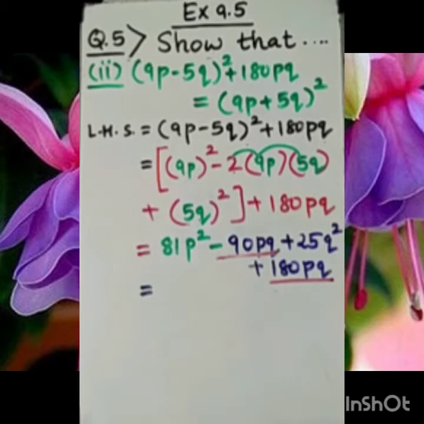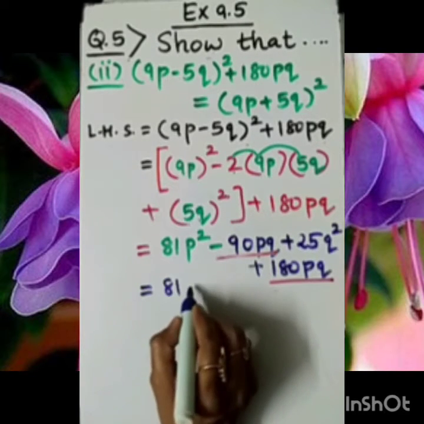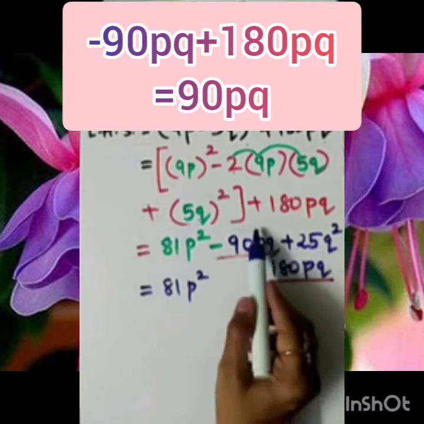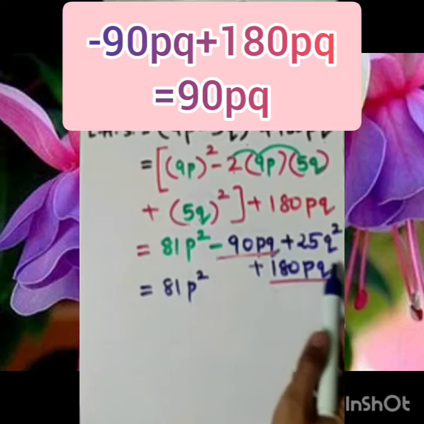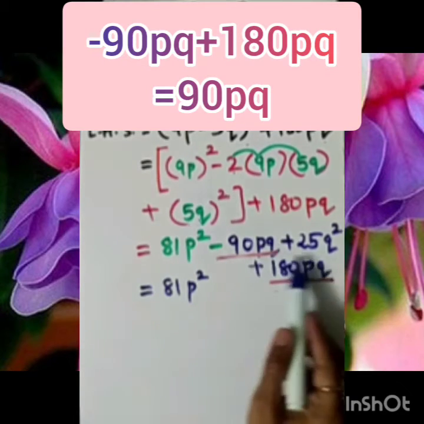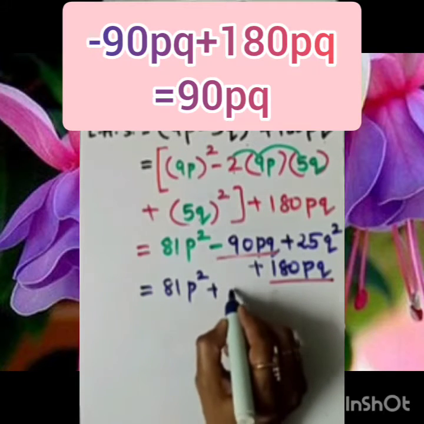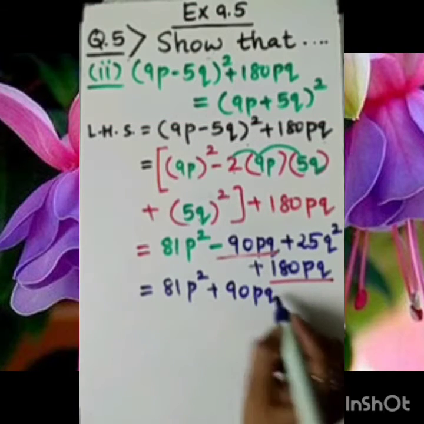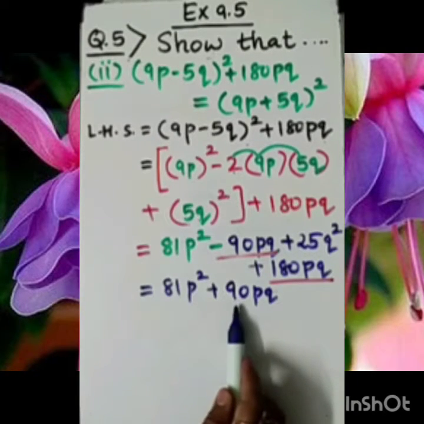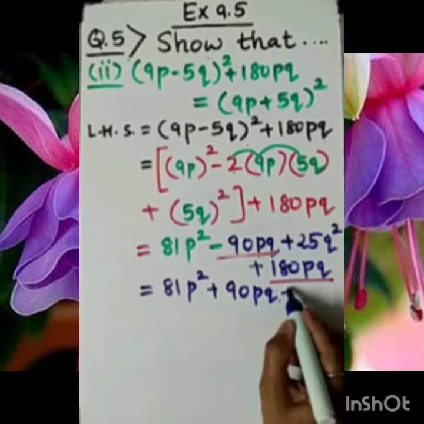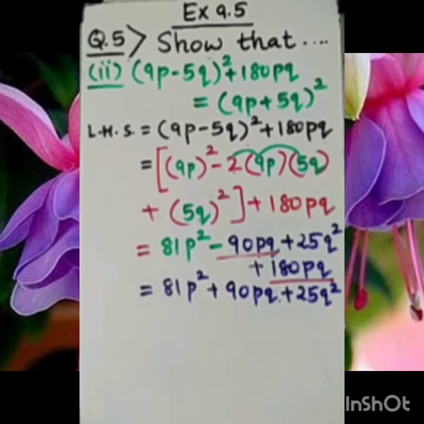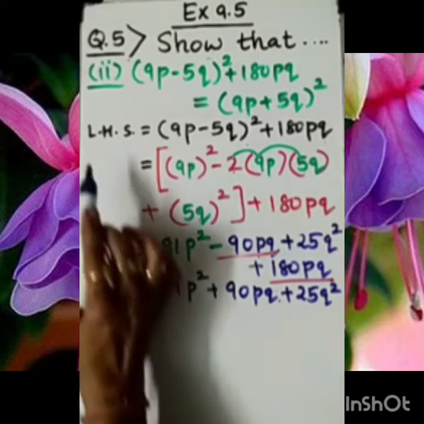So what will be the answer? If I note down properly, the first term remains the same. Minus 90pq plus 180pq gives the result 90pq. From where is this coming? 180 minus 90 gives the result plus 90. And of course, 25q square is already there. Okay, so this is the simplification of the left hand side.